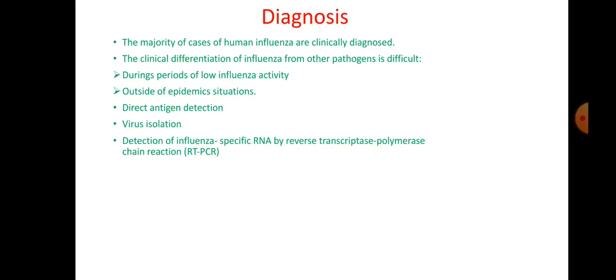Now there are certain methods of diagnosing the influenza virus. Its clinical differentiation is very difficult, and we can check it through direct antigen detection, virus isolation, and detection of influenza specific RNA by reverse transcriptase polymerase chain reaction, RT-PCR.